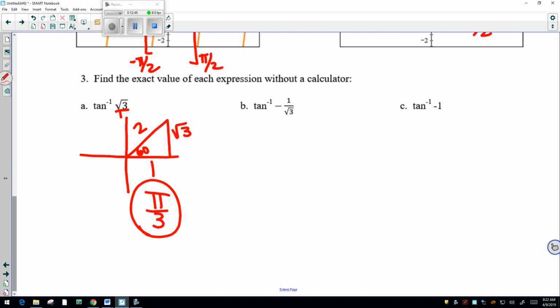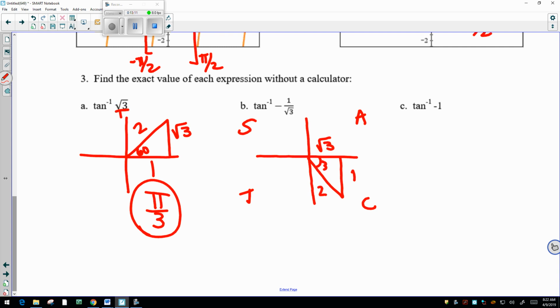Okay, letter B, I'm looking for the angle whose tangent ratio is negative 1 over the square root of 3. So it's negative. So my options for tangent are first quadrant and fourth quadrant. And again, if we do all students take calculus, we know tangent is going to be negative in the fourth quadrant. So tangent being opposite over adjacent. This time I'm looking at that angle of 30 degrees. And keeping in mind when we graph, we want to think backwards, which would get us a negative 30 or a negative pi over 6.